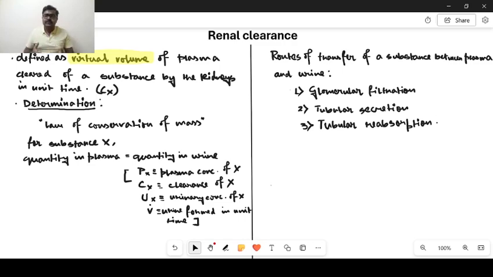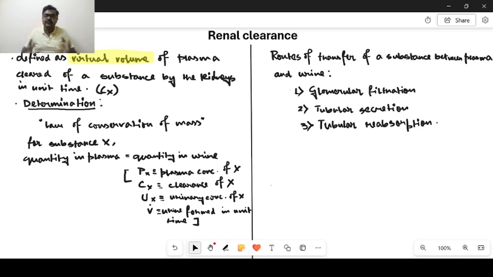For a minute, instead of considering plasma as a fluid, let us consider plasma as a train of carriages. There are a finite number of carriages which are connected to each other, and all these carriages are filled with various substances. Amongst them, there is one substance called X. Now, clearance refers to the number of such carriages from which X is emptied out by the kidney in unit time.